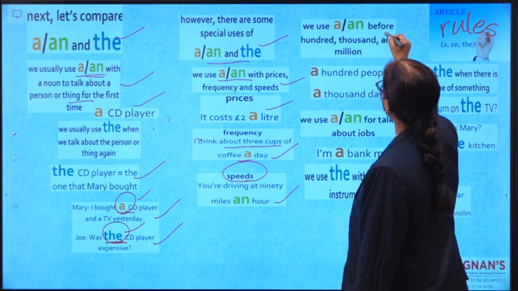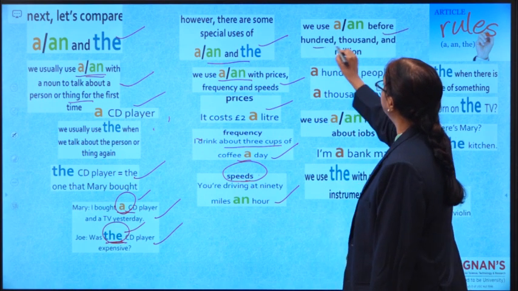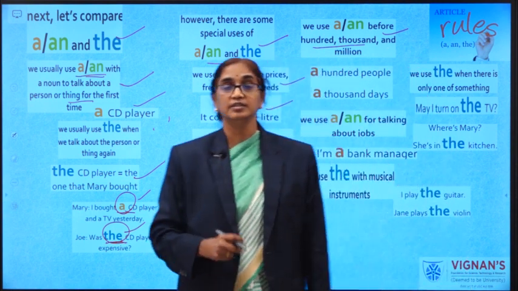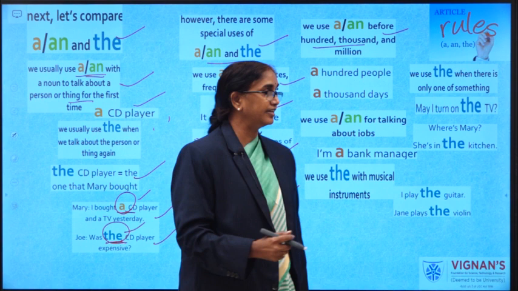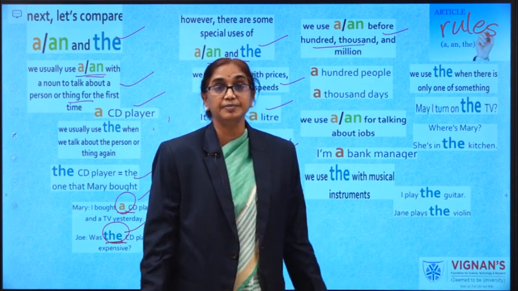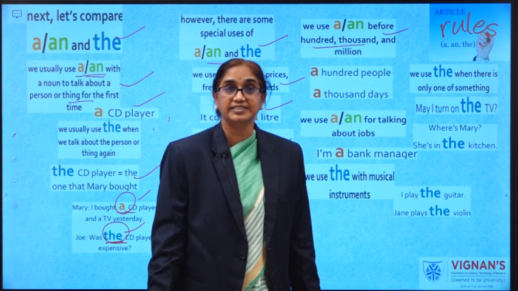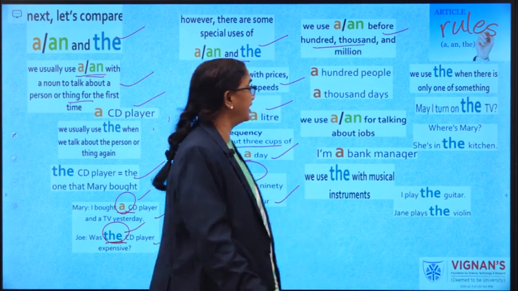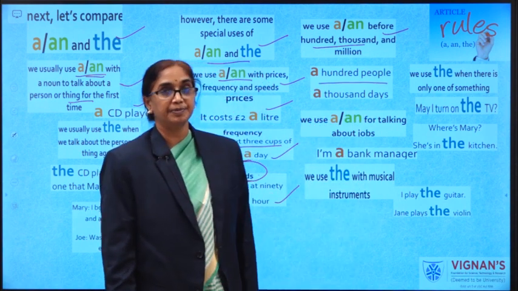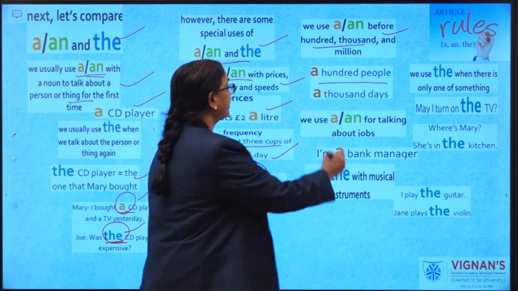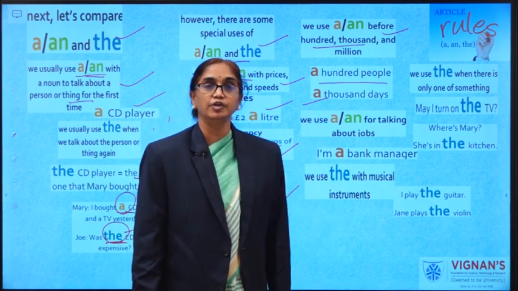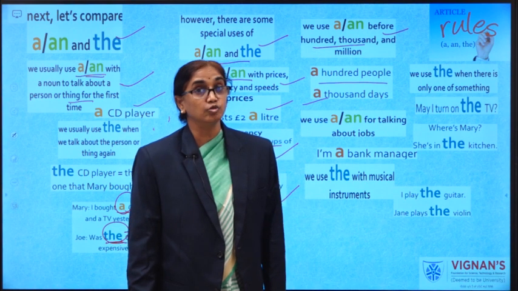And we also use a or an before numbers like 100, 1000 and million, where the number is not clear or definite. For example, a 1000 people flocked to the auditorium. That means 1000 in a general sense. You don't know the exact number. It is a rough estimate. A 100 people petitioned the president on his behalf. A 1000 days, this project is going to be in vogue for a 1000 days.